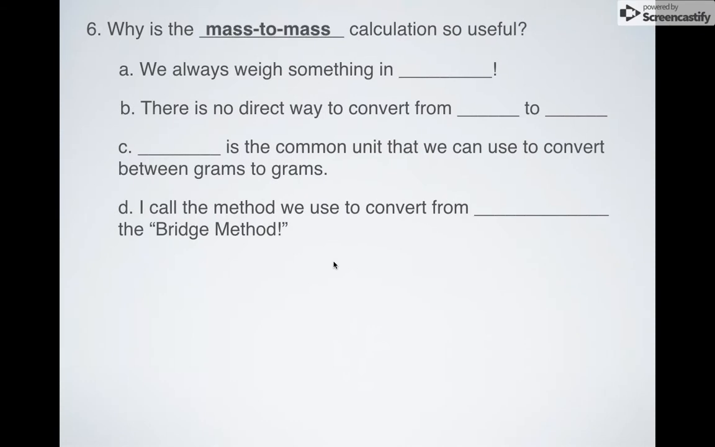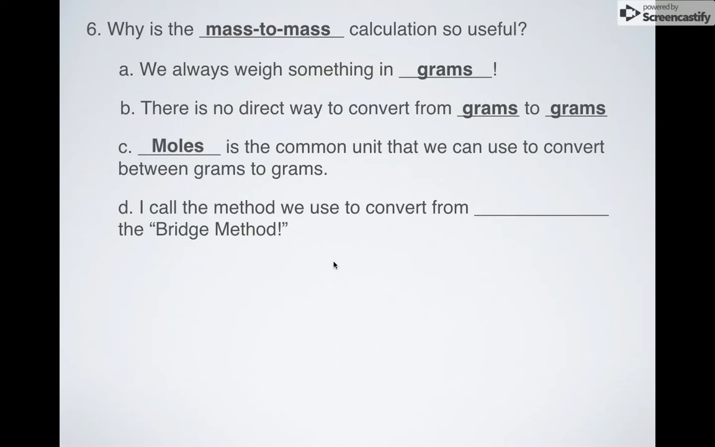So why is a mass-to-mass calculation so useful? Well, the first thing is we always weigh things in grams, right? We've weighed hundreds of things probably in lab already, and every time we used a scale that measured things in grams. There is no direct way of converting from grams to grams, okay? If we're looking at Mole Island, I know this sounds a little bit weird because there's no gram to gram calculation on Mole Island, but in reality, you can't just directly convert from grams to grams of something. That's not really possible because the grams of iron 2 carbonate and how many particles they have is going to be different than the amount of particles that are in something else like 200 grams of calcium sulfate.